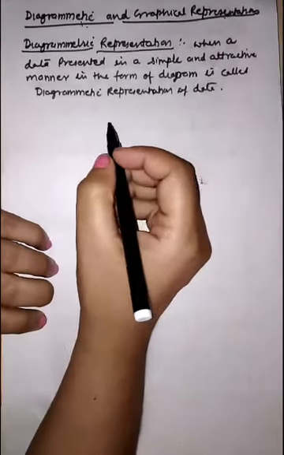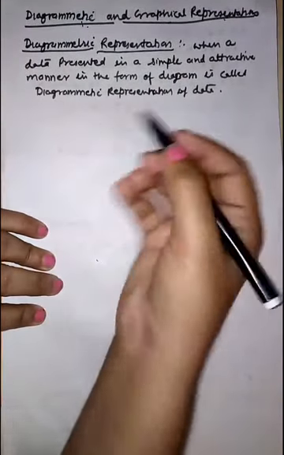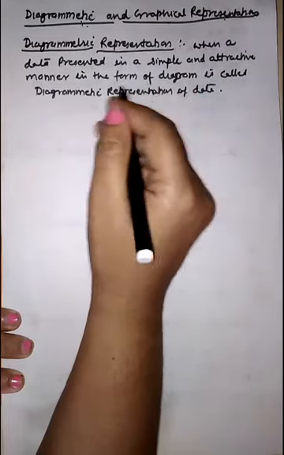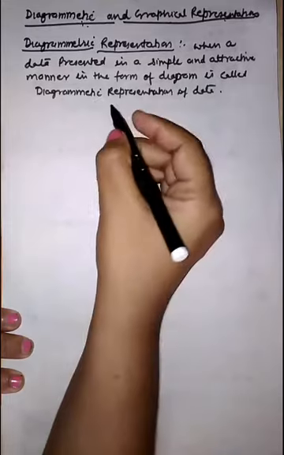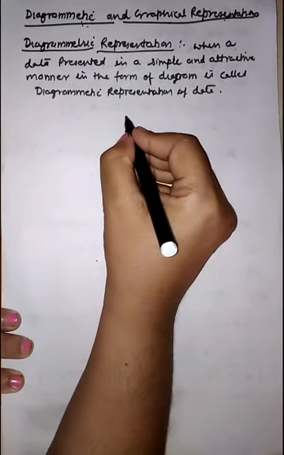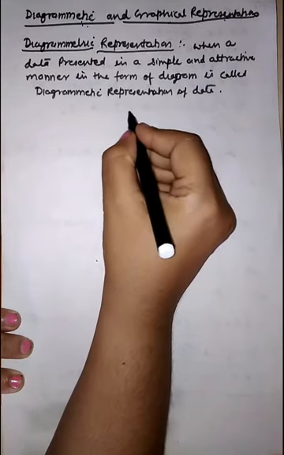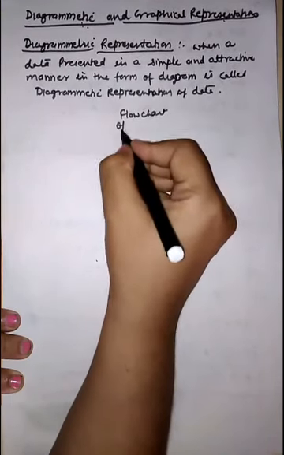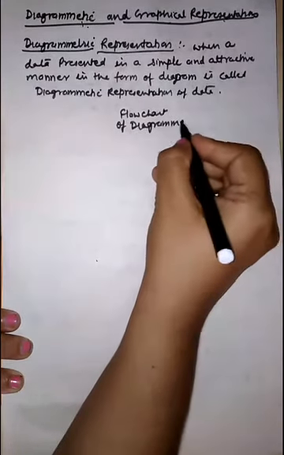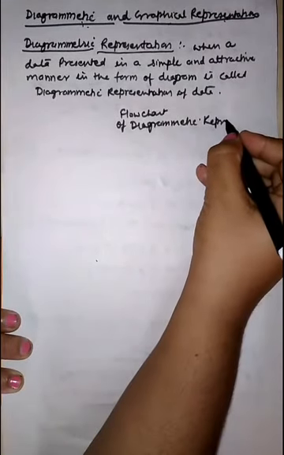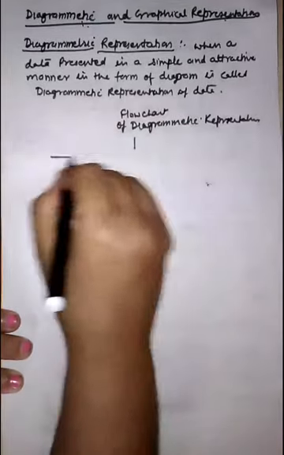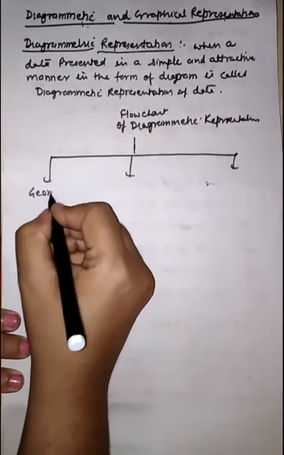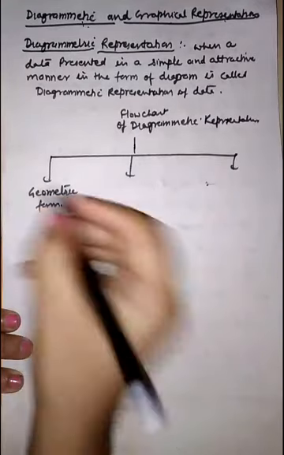Now let's discuss diagrammatic representation through a flowchart and its types. So what is the flowchart? I make a flowchart of diagrammatic representation, and its types are also shown here. It has three types. The first type is known as the geometric form.